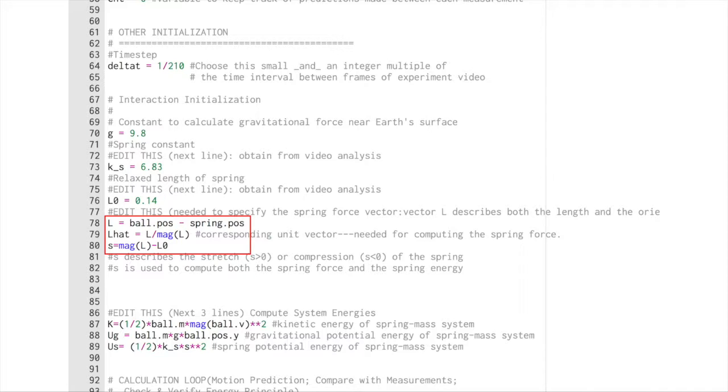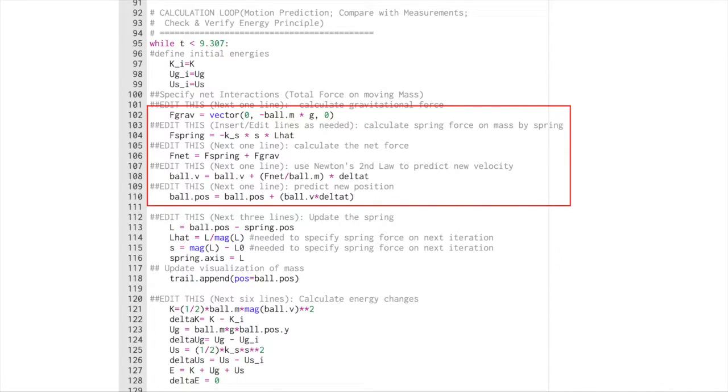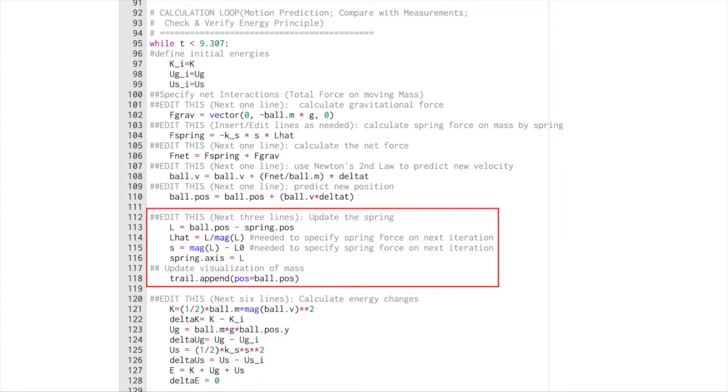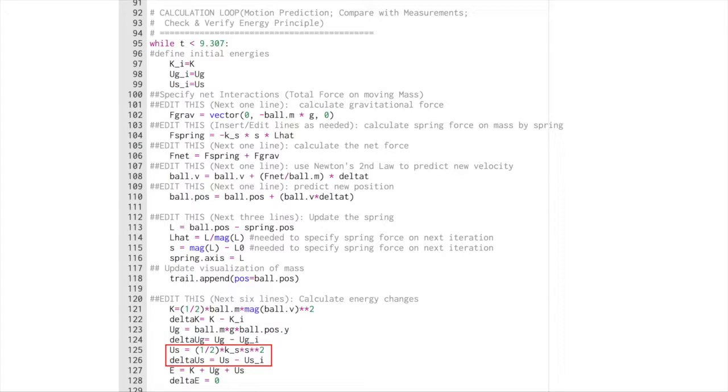The next step is to set the value of the kinetic energy, gravitational potential energy, and the spring potential energy. Then I implemented Newton's second law when summating the forces and updating the ball's velocity and position. The next step was to update the spring's position and force for each iteration. The final step was to calculate the energy changes. I calculated delta K, delta U sub G, and delta U sub S. Based on the energy principle, delta E is 0. Therefore, when I added the kinetic energy, the gravitational potential energy, and the spring potential energy, I set the value equal to 0. This is the result when I run the program.